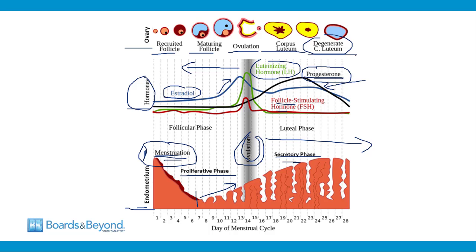So menstruation occurs when there's a drop-off of progesterone. This is sometimes called progesterone withdrawal. That's what leads to menses each menstrual cycle.